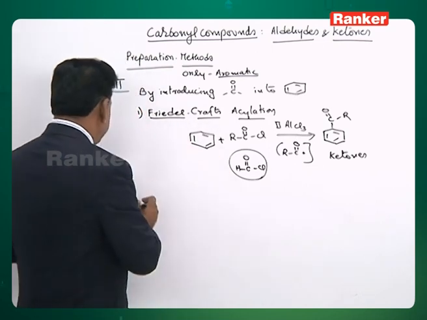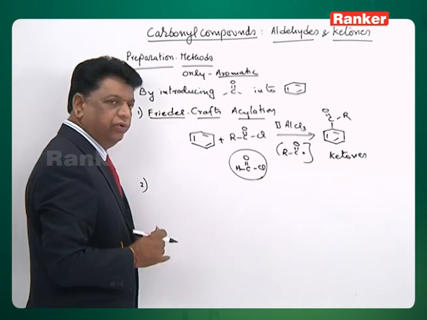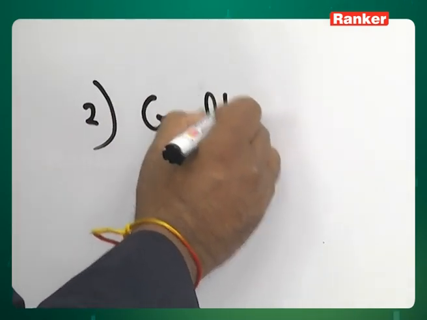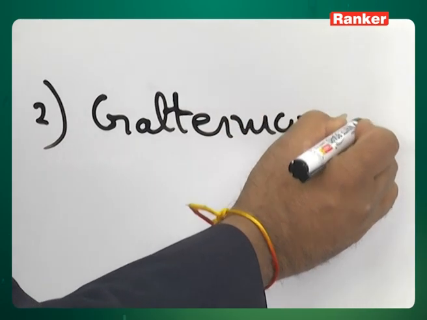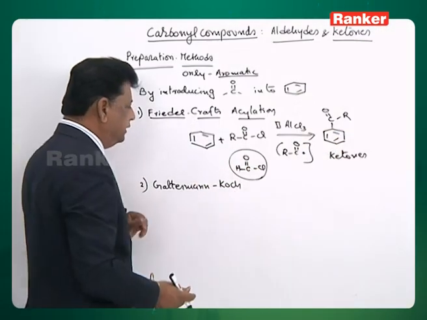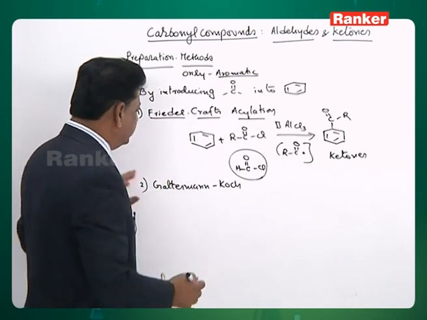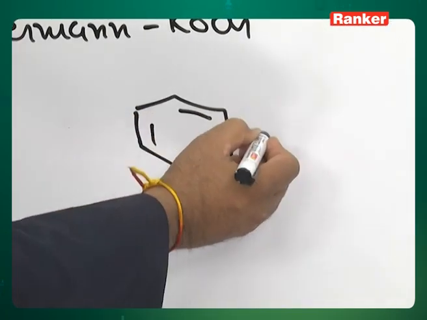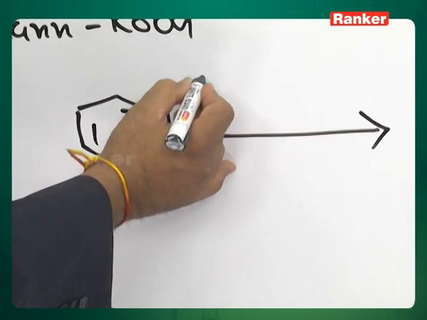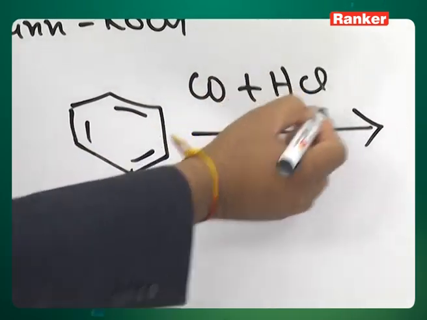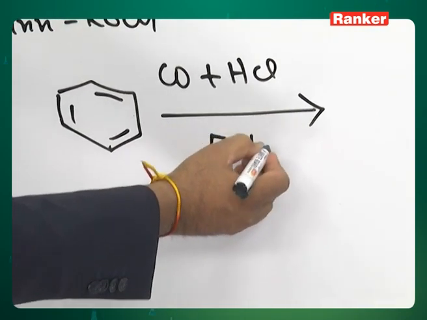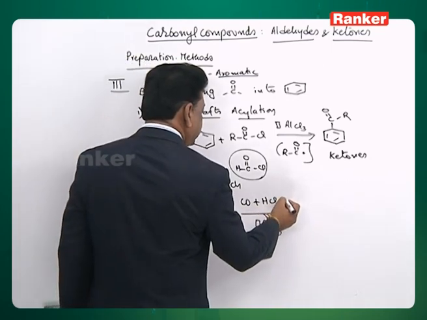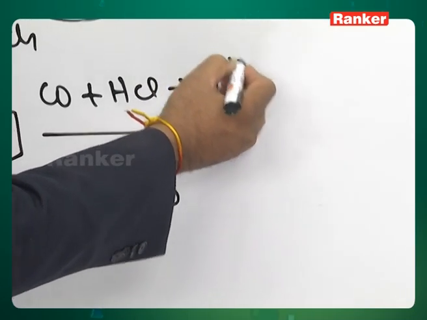However, the problem was thoroughly understood by a group of scientists called Gatterman and Koch. These two scientists observed the problem and then suggested a method. Yes, this formic acid chloride is unstable, but you need not take this compound. You can take carbon monoxide and HCl, in presence of aluminum chloride. In fact, these two compounds will react, and immediately what comes is nothing but the formic acid chloride, which is the unstable one.